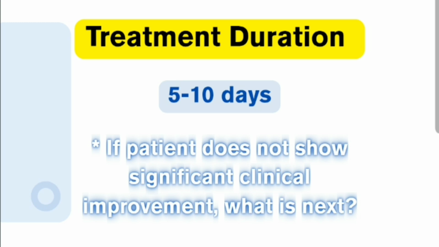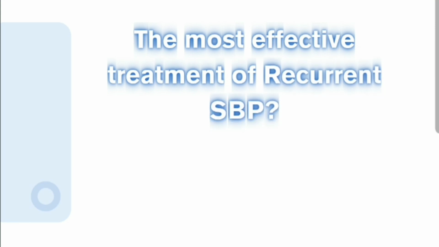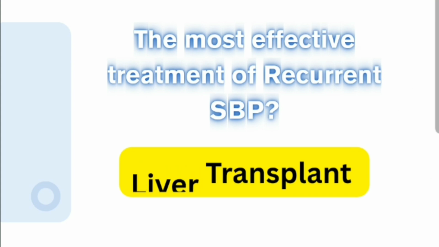If the ascitic polymorphonuclear count has decreased but remains more than 250 cells per microliter, antibiotics should be continued for an additional 2 to 3 days before paracentesis is repeated. Now the question is, what is the most effective treatment of recurrent SBP? And the answer is liver transplant.